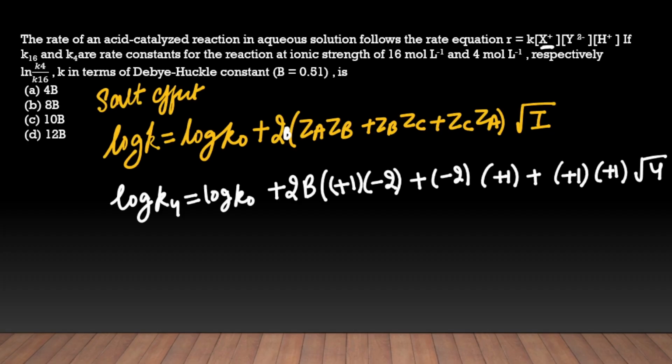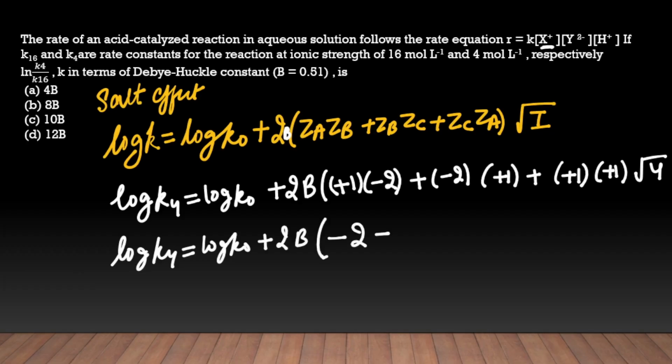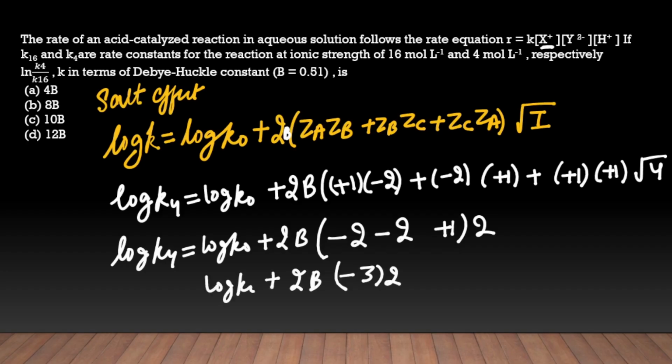So log of K4 will become equal to log of K naught plus 2B times, it will be minus 2 plus 1 into the root of 4, that you can write as 2 only. It will be 2 only, right? So minus 4 plus 1 becomes minus 3 into the 2 into the 2B. This is plus log of K naught. This is equal to log of K4. This will be equal to log of K naught minus 12B, right?